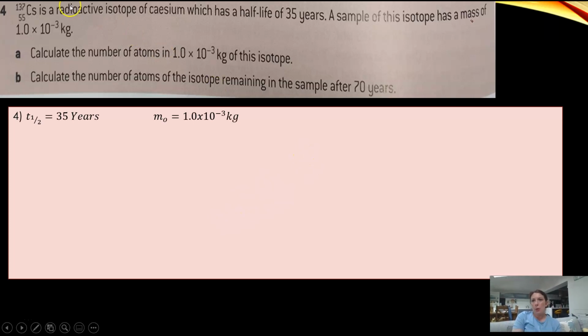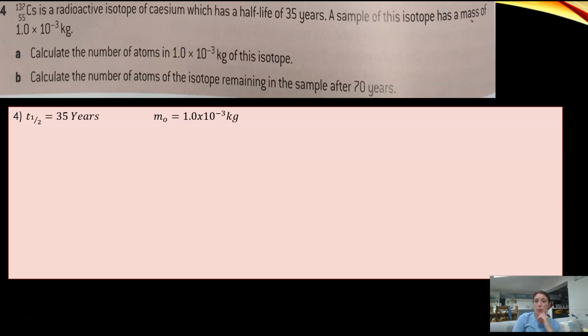So it tells you in the question you've got 137 55 Cs, a radioactive isotope of cesium. It has a half-life of 35 years. A sample of this isotope has a mass of 1 times 10 to the minus 3 kilograms, so basically a gram. And it says calculate the number of atoms in 1 times 10 to the minus 3 kilograms of this isotope. Now, in order to do this, you need to know how many moles are in the atom.